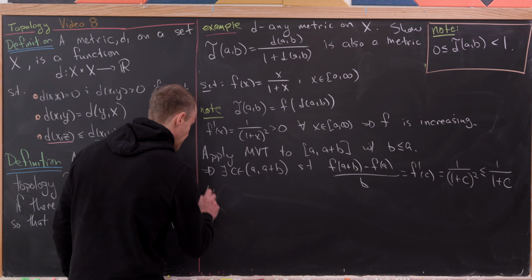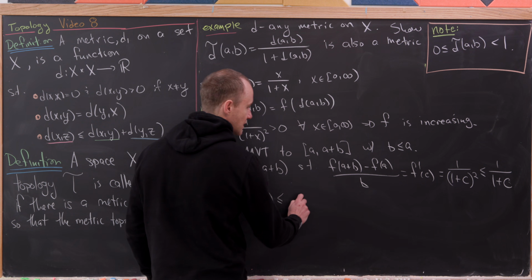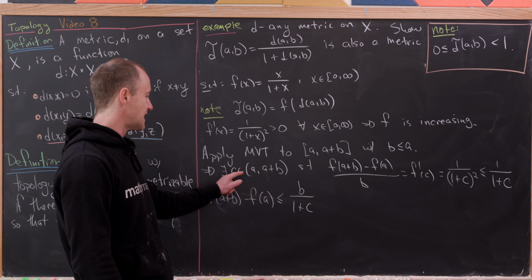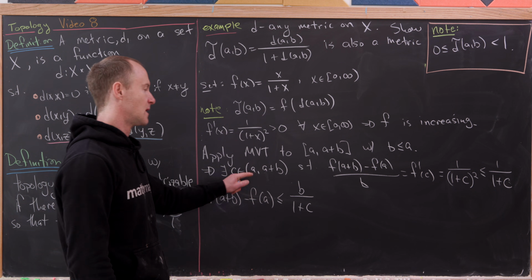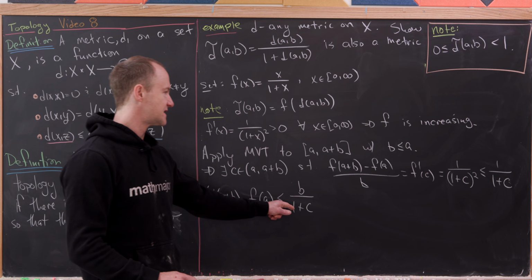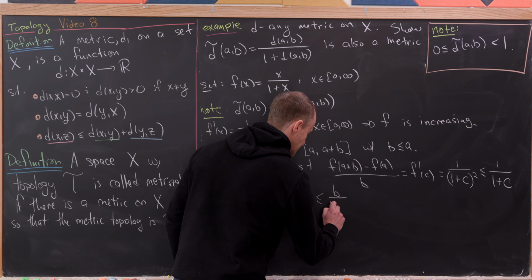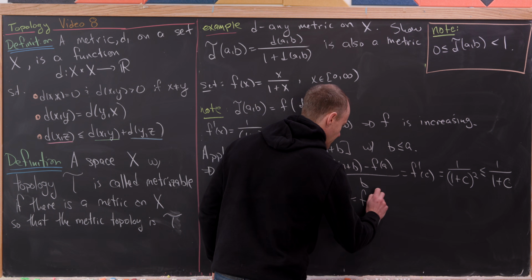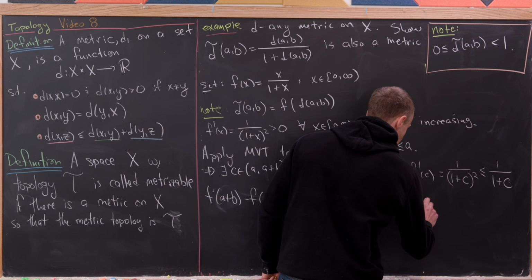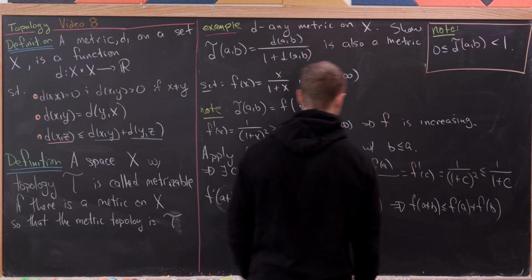Okay, so now let's observe that that means that f of a plus b minus f of a is going to be less than or equal to b over 1 plus c. But now let's observe that c is bigger than a, but then a is bigger than or equal to b. So if we replace c with b, then we push that bigger still. So this is less than or equal to b over 1 plus b, which is equal to f of b. But notice that we can move things around here, and we'll see that f of a plus b is less than or equal to f of a plus f of b.